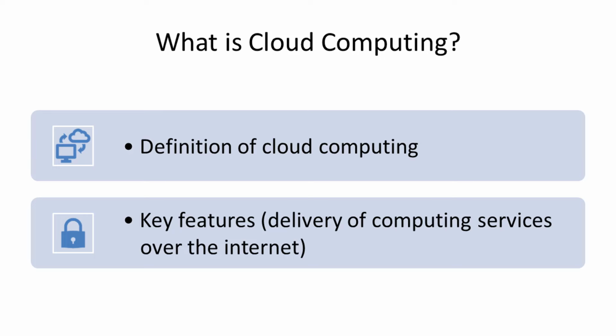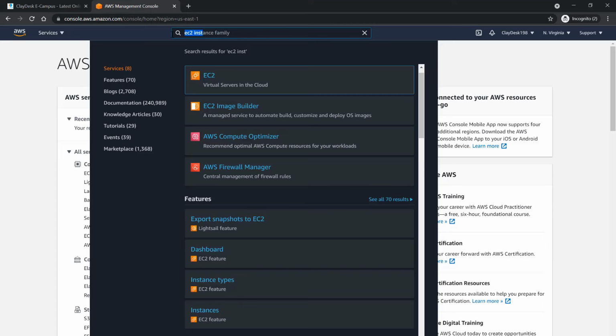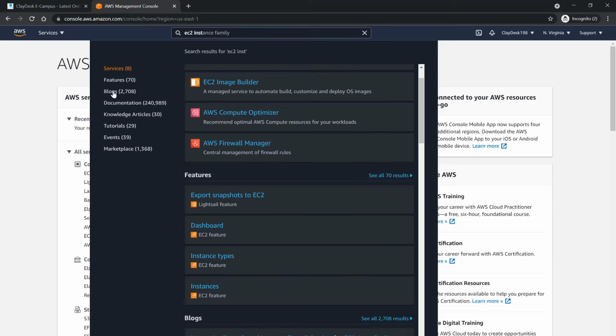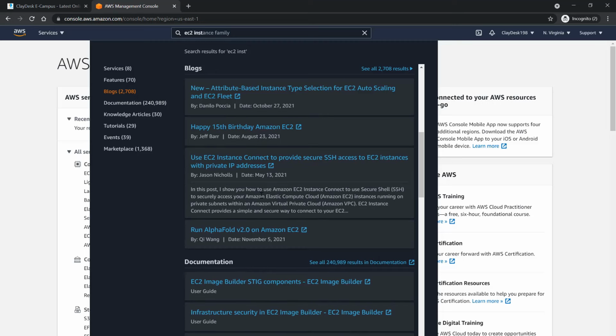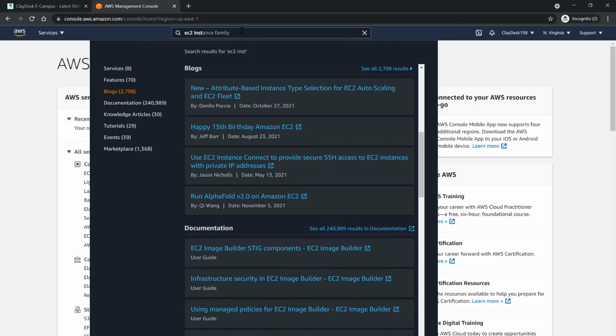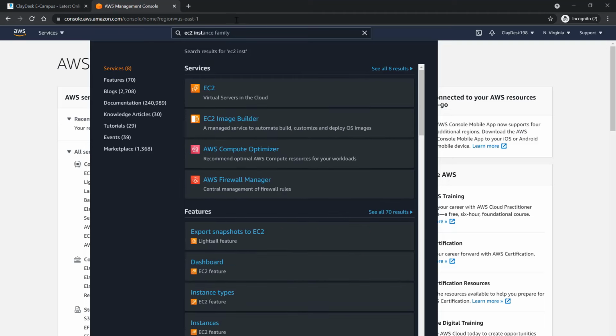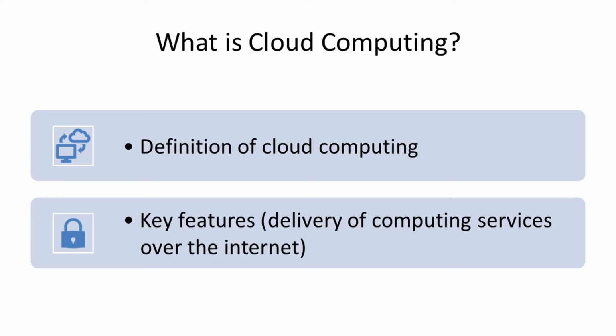What is cloud computing? Cloud computing is basically the delivery of computing services, including servers, storage, databases, networking, software, analytics, and intelligence over the internet, which is known as the cloud, right? Basically to offer faster innovation, flexible resources, and economies of scale. So instead of owning your own computing infrastructure or data centers, companies can rent access to anything from applications to storage from a cloud service provider. So that's really what cloud computing is all about.